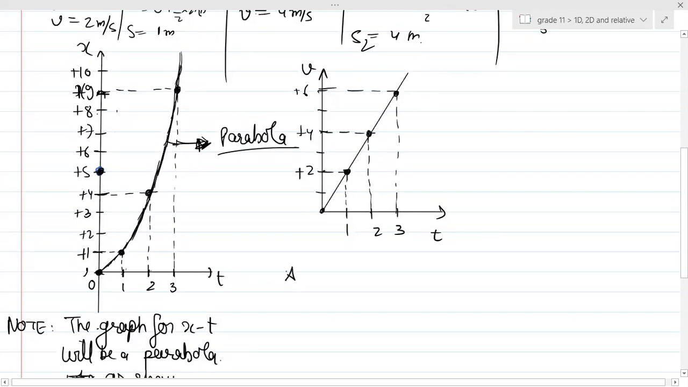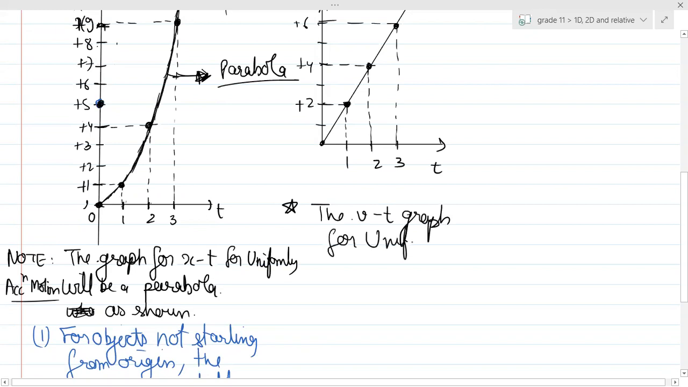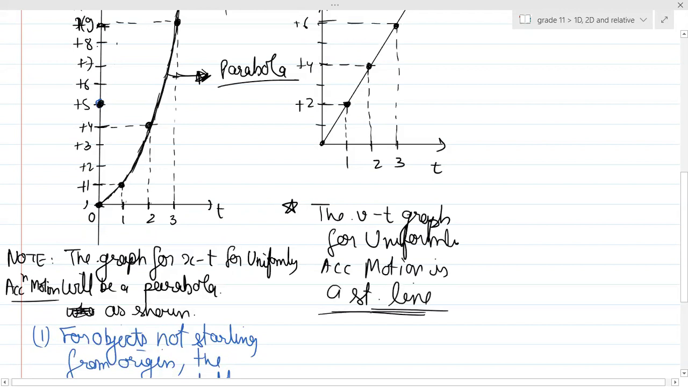So can you see, guys, the graph for xt for uniformly accelerated motion. Here the vt graph for uniform acceleration is a straight line. Can you see the graph is a straight line? So can you see the difference, xt and vt?